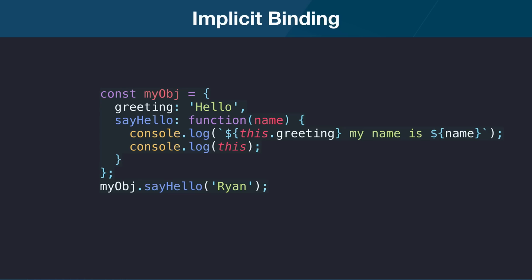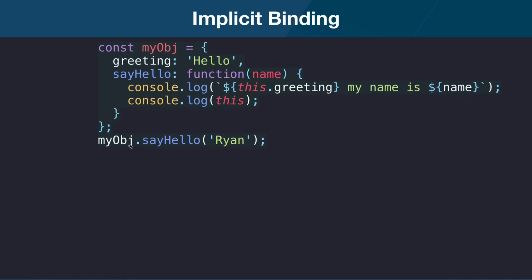If I were to pass say hello Ryan, it's going to take the name and then console log this dot greeting, which in this case is going to say hello. Notice this pointing to the inside of this object, and then my name is name, whatever name gets fed to that. And we refer to this say hello method by calling my object dot. So what is this in this console log going to point to? Interesting. It's pointing to my object. In this case, my object is the context for the this keyword.